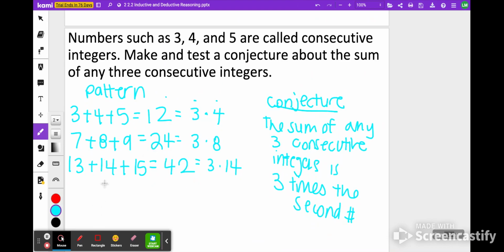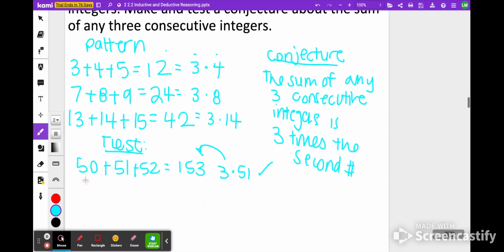Okay, so when we test it, that's what we also want to do, is maybe we do like 50 plus 51 plus 52. That added together is 153. Well, is 3 times 51 equal to 153? Yes. Okay, you can even do this with, we forgot to do some negatives, but let's say we do negative 5 plus negative 4 plus negative 3. That'll give us negative 12. And like before, is 3 times negative 4 equal to negative 12? Yes. Okay.